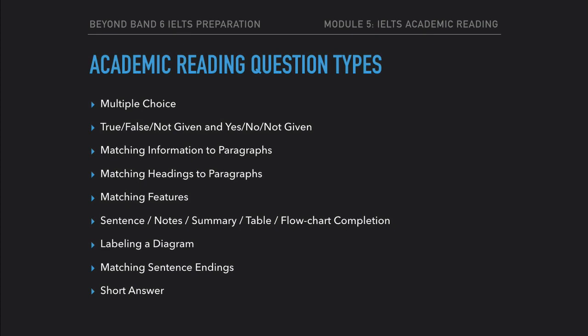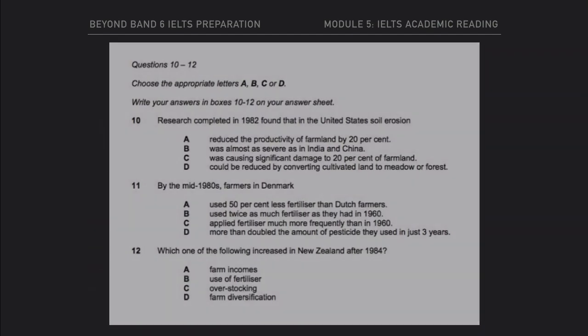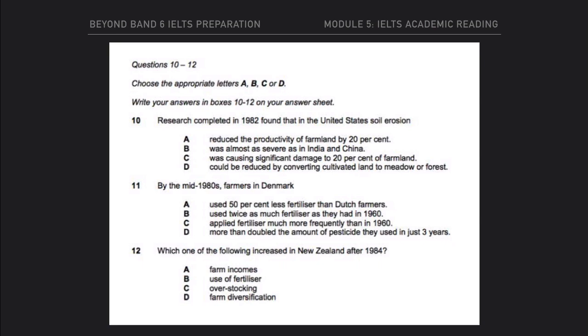So, in each reading test, there will be a variety of question types chosen from the ones you can see on screen now. Let's have a look at those in more detail. So the first one is multiple choice. In multiple choice, you have to choose the best answer from 4 options, like the ones you can see on screen now, or the best 2 answers from 5 options, or the best 3 answers from 7 options. For these questions, they are always in the same order as the text.